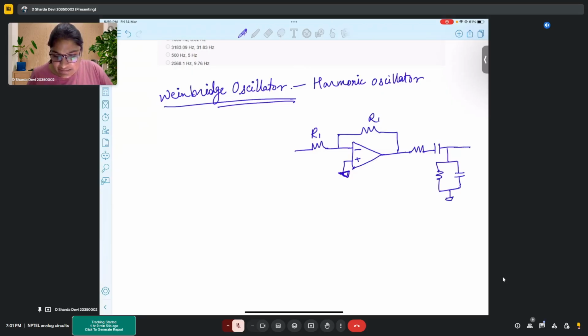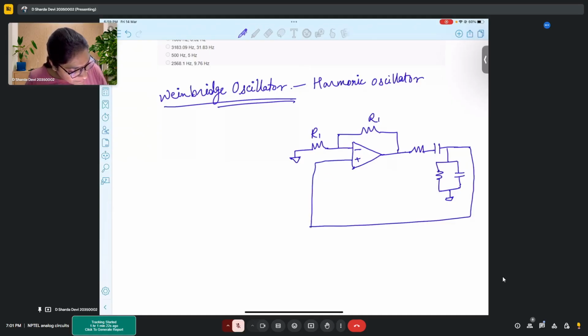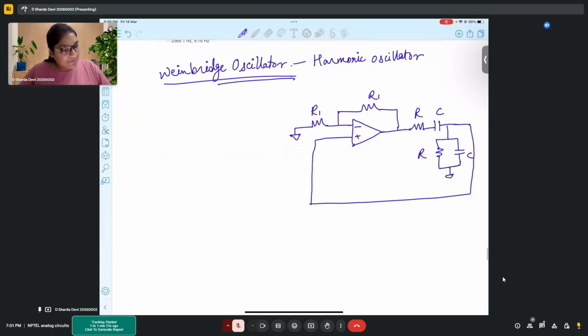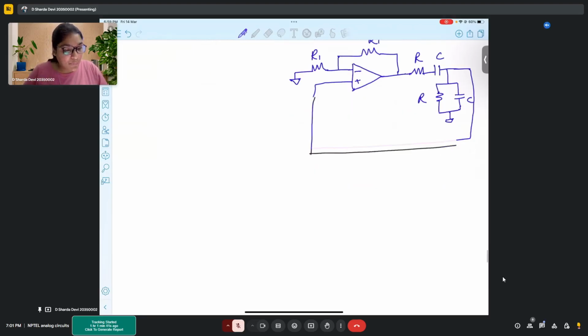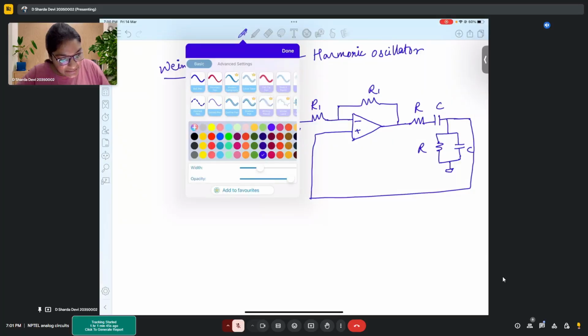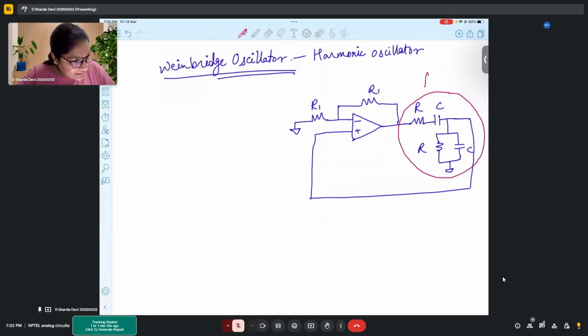Okay, and this connects to the feedback part. So this is say RC, this is RC, and here we have R1, R1. Now see, here we have positive feedback. This is the Wien bridge oscillator. So you have one RC in series, one RC in parallel, and you have a positive feedback through a frequency selective circuit. So this is your frequency selective circuit, and this is a simple amplifier, right?